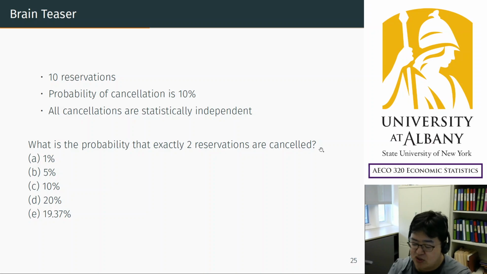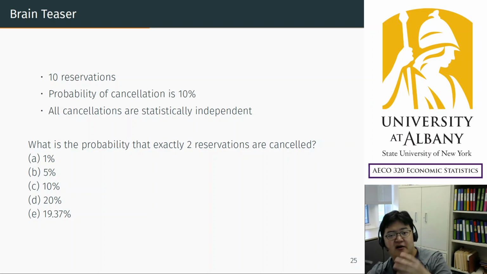Then let me ask you this question. With the same example, you are the manager of a flight and you got 10 reservations, or say a restaurant. You are a restaurant manager and in your restaurant tonight there are 10 reservations. Each reservation can be canceled with 10% probability and all the reservations are independent. Then what is the probability that exactly 2 reservations are canceled and 8 tables are served? What is that probability?